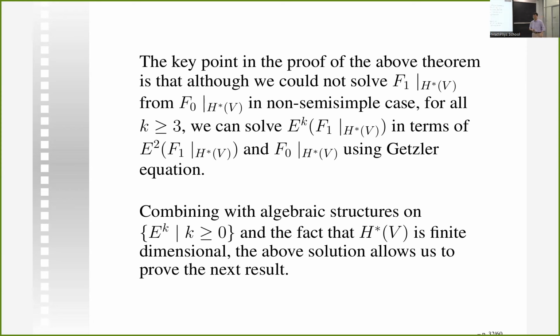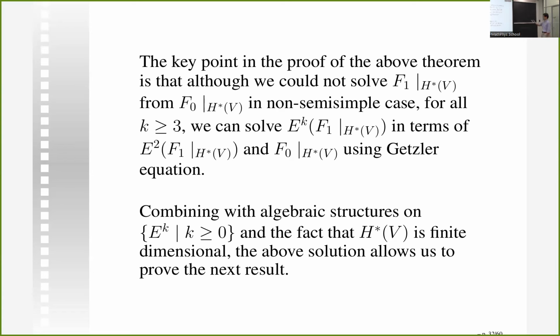That's not possible. But although we cannot solve F1, we can solve E to the k-th power acting on F1 for all k bigger than or equal to 3, in terms of E^2 acting on F1 and genus zero data. This is a very strange phenomenon, which I don't fully understand myself. Although I can prove it, I don't know why. So that's actually how this result is proved.